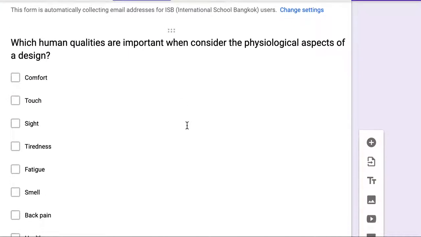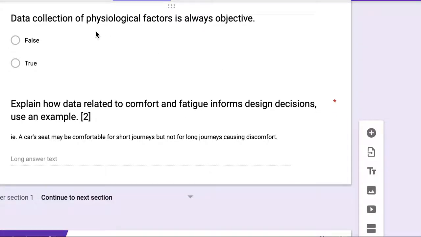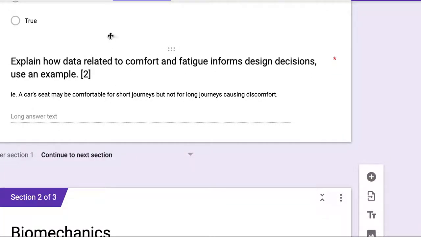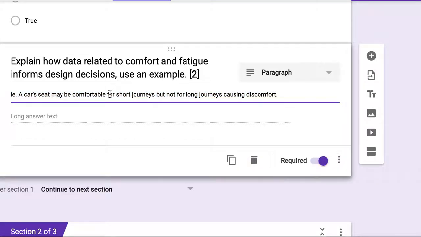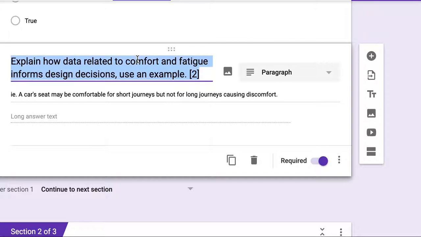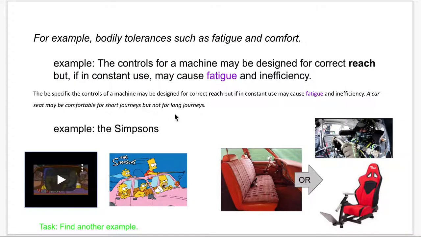You've got a couple of questions here. Remember, these are about these factors, about the collection process. But then here's a question. Explain, worth 2 points, how data related to comfort and fatigue informs design decisions. So find an example. This one is a car seat. It may be comfortable, but it causes discomfort over a long period of time. Okay, so try to think of that. Fatigue, give an answer, and then that description. Okay, so that's the one question you need to answer related to body tolerances, fatigue, and comfort.